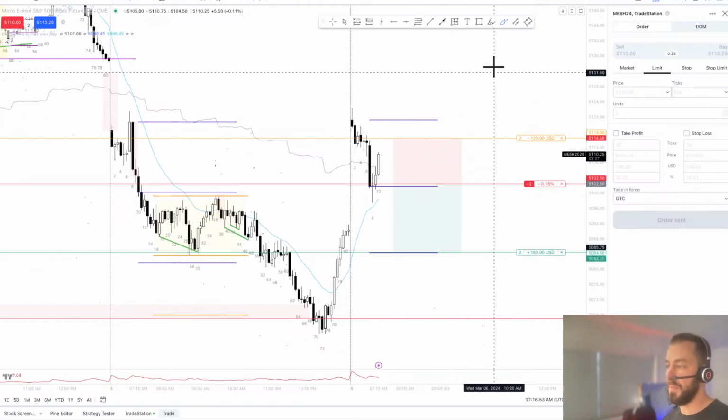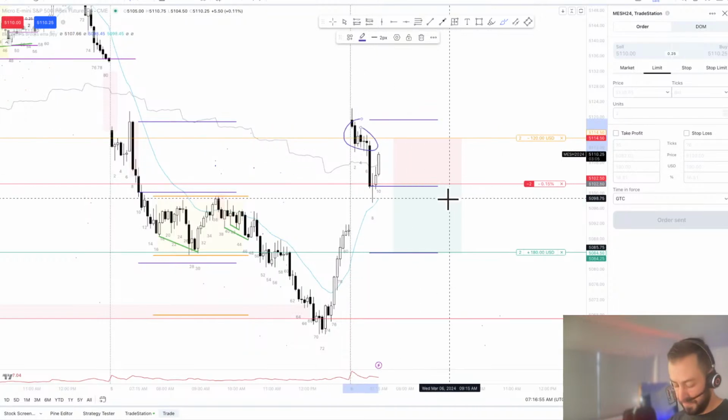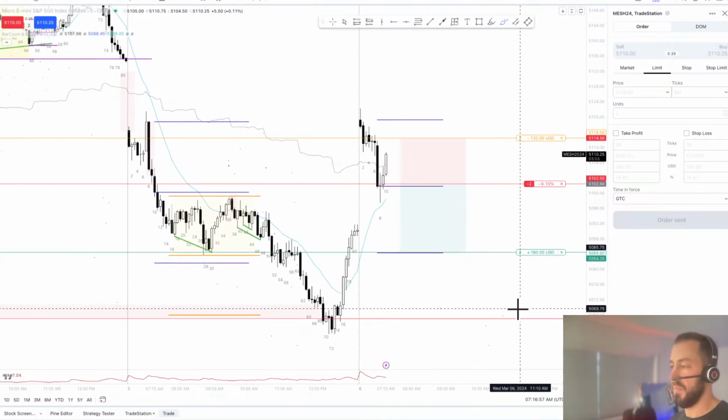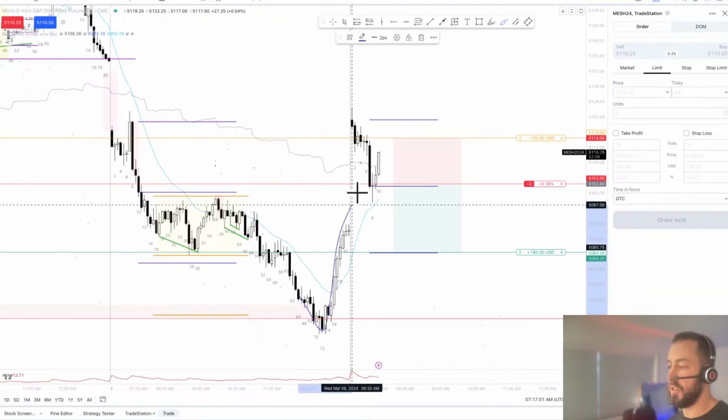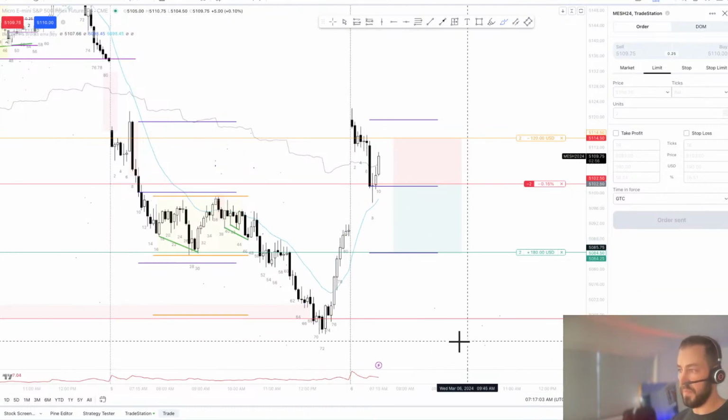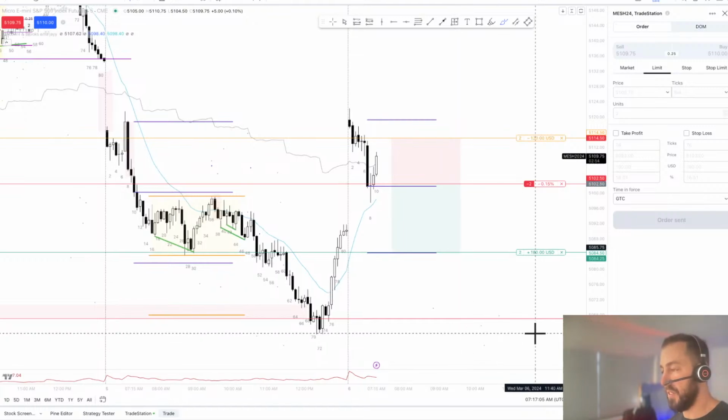Here's where I'm watching. I'm watching right here. That is a strong bounce. But let's see if the bears can hold them.